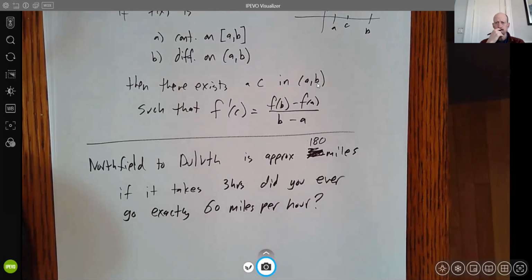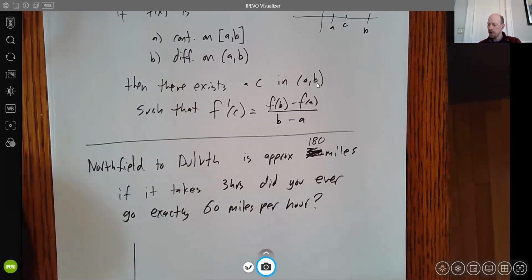Now, a lot of people will say, well, probably. That's not the question. I'm not interested in probably. That's something for a statistics class or something else. But this is calculus, right? Did you ever go 60 miles an hour? Can you guarantee that you went 60 miles an hour? Well, what this really is is a mean value theorem question.